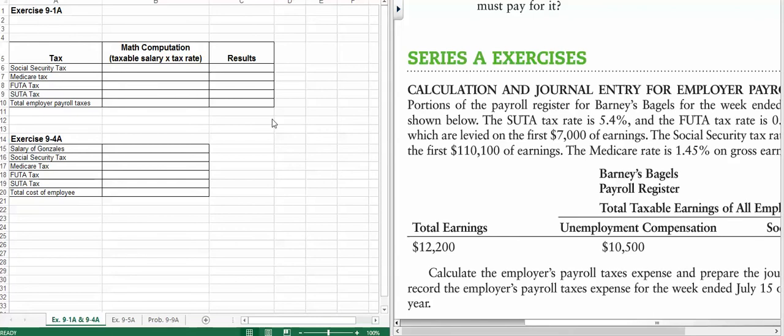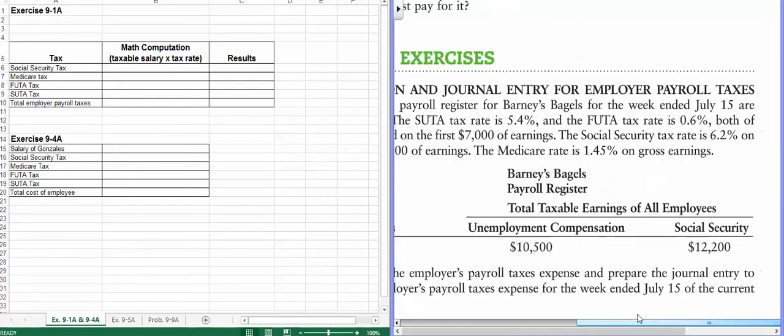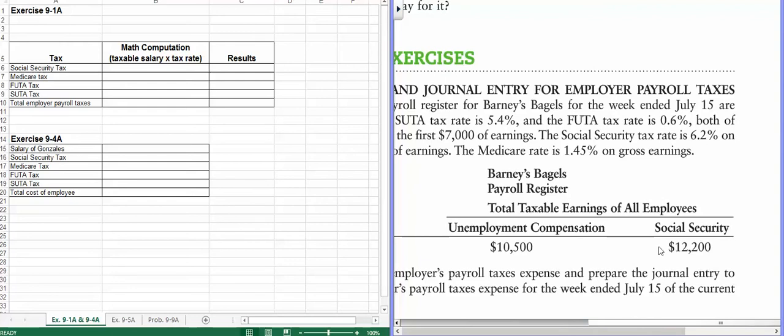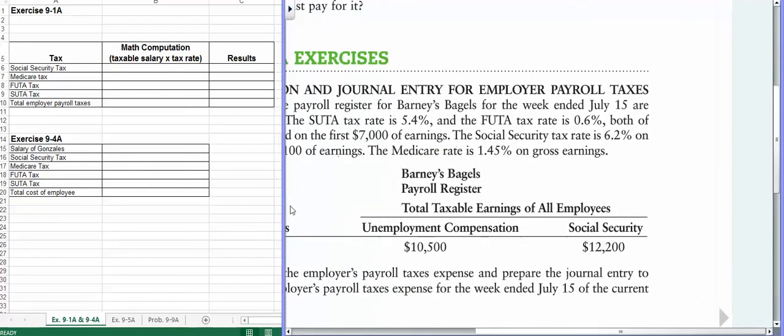On 9.1, they give you a lot of extra information. Yes, we're told that the first $7,000 is taxable. However, since we're focusing on employer taxes, the $7,000 maximum does not apply. So the amounts that we actually need to pay attention to are the unemployment compensation and the Social Security tax. And then we also need to pay attention to the tax rates that were given in the wording for the problem. So let me make the screen a little bit bigger for you.